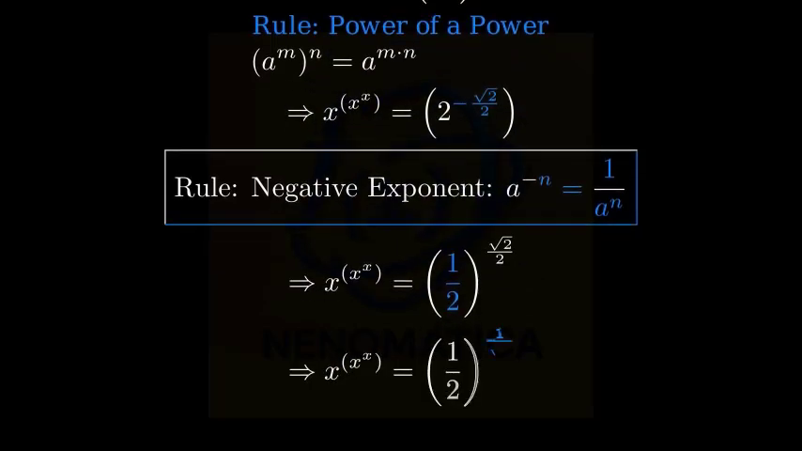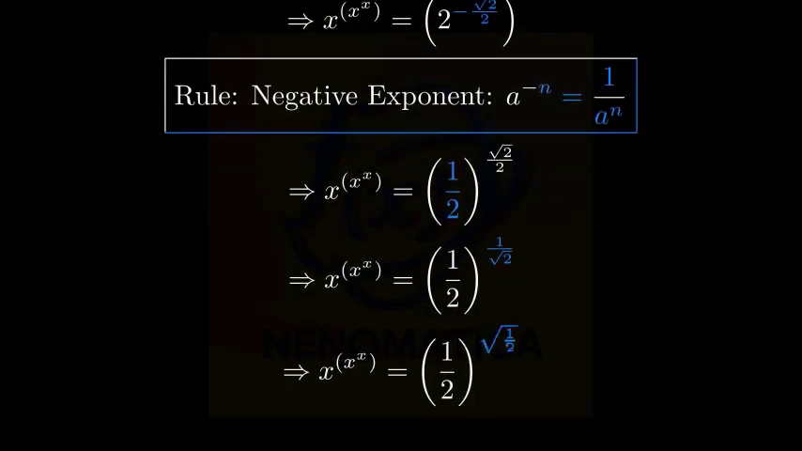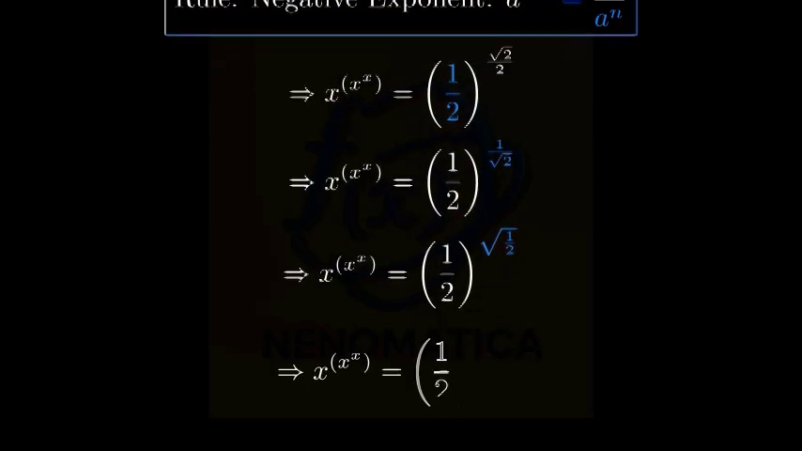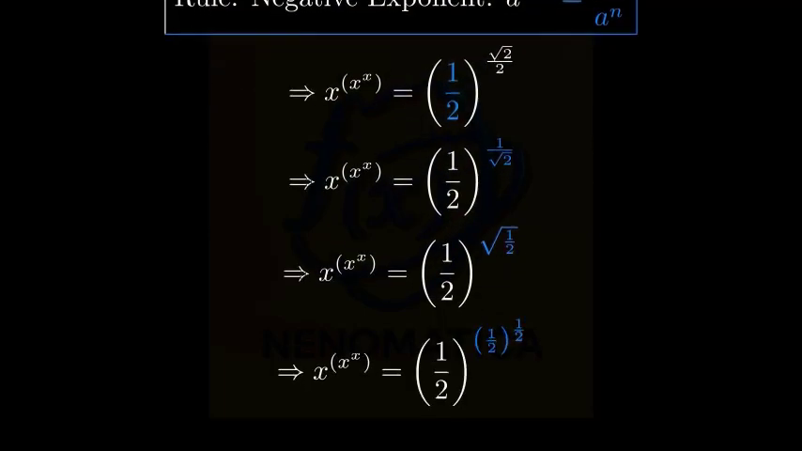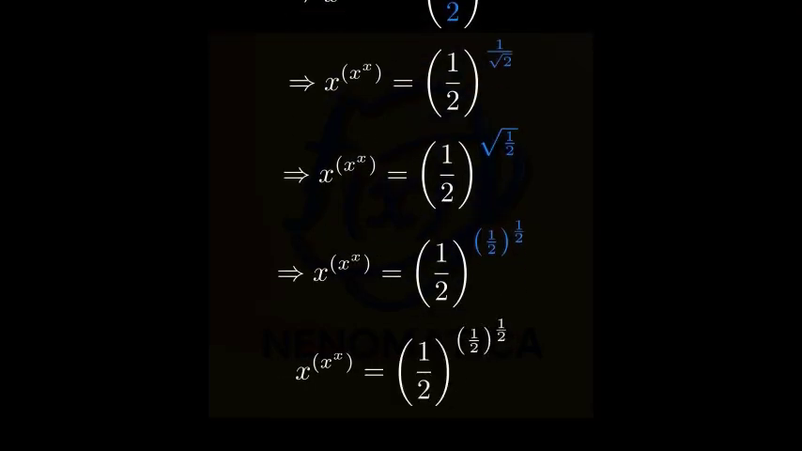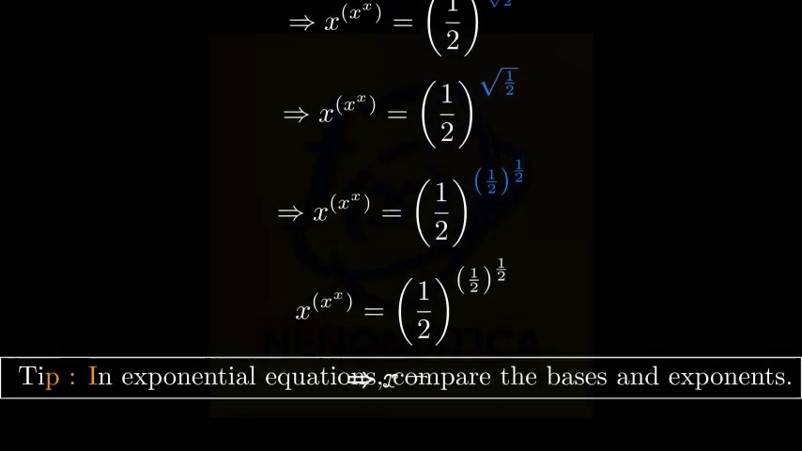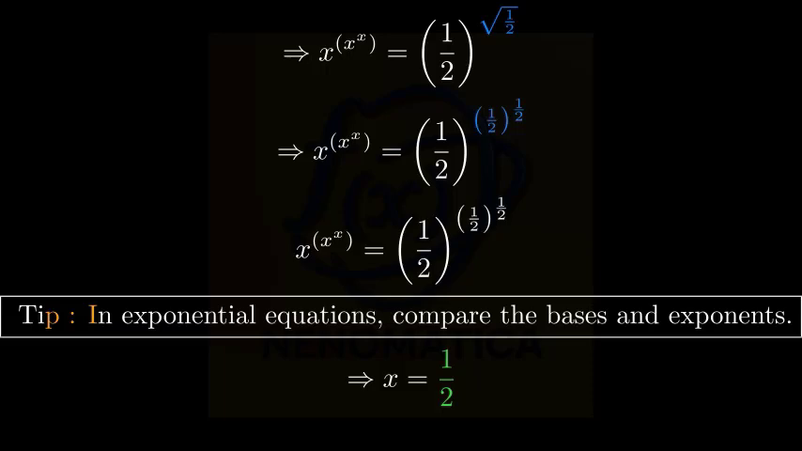Now, let's rewrite the exponent. We can express square root of 2 over 2 as 1 over square root of 2. Next, we can rewrite 1 over square root of 2 as the square root of 1 over 2. And the square root of 1 over 2 can be written as 1 over 2 to the power of 1/2. Looking at our equation, we notice that x raised to the power of x to the x equals 1 over 2 raised to the power of 1 over 2 to the power of 1/2. For this equation to be true, we need x to equal 1 over 2 and x to the power of x to equal 1 over 2 to the power of 1/2.